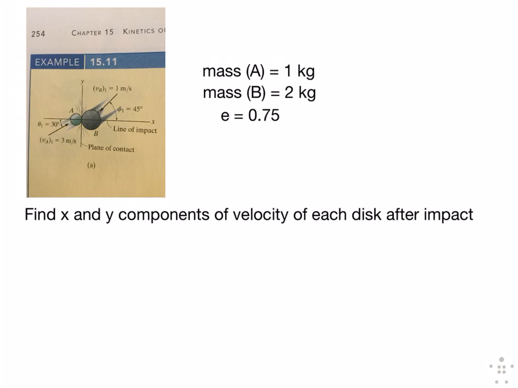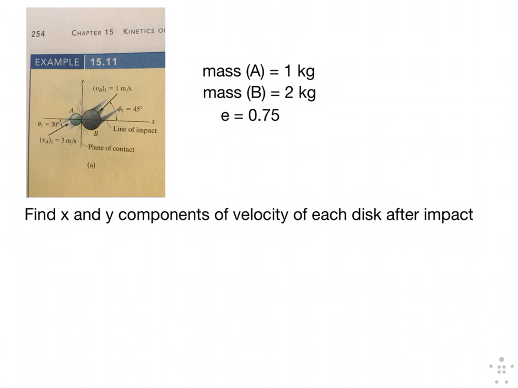Okay, welcome back. This is our second example that we are going to be going through for impact. This time, this is example 15.11, and as you can see from the picture here, these disks are coming at each other at a particular angle off of the line of impact. So hopefully you can recognize this now as an oblique impact problem. And what we need to figure out are the x and y components of velocity of each disk after impact. So the masses are shown there.